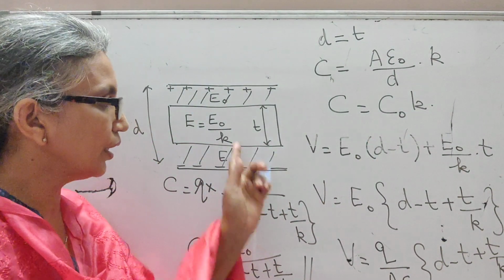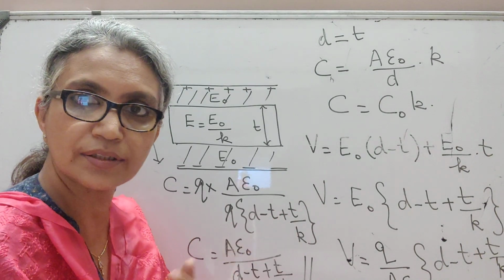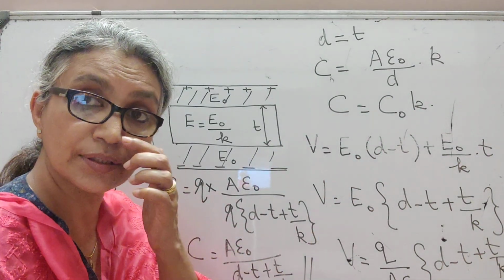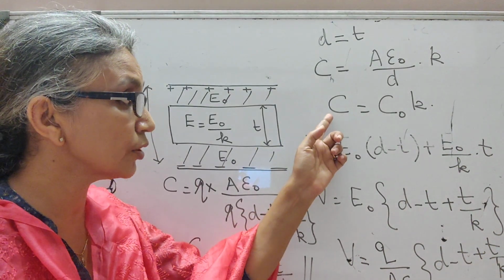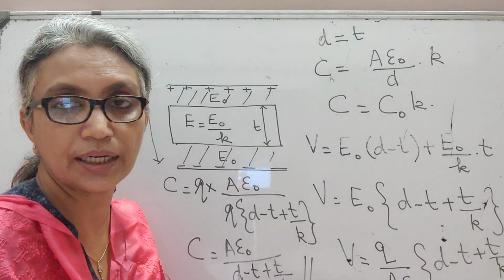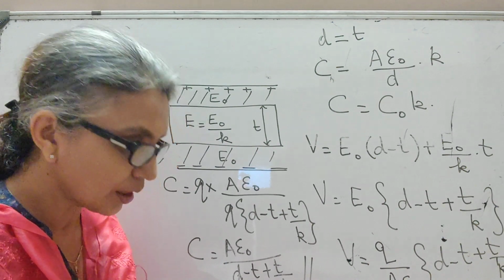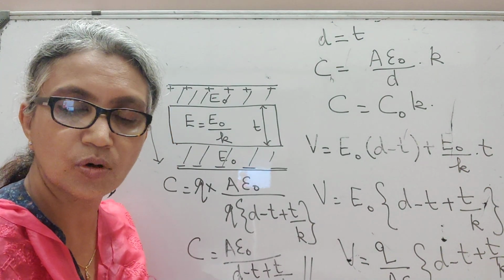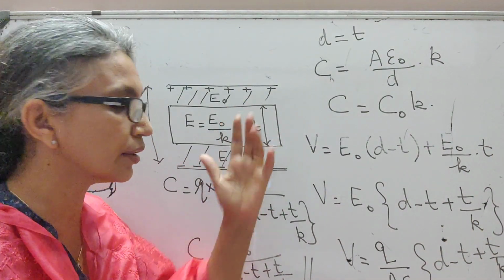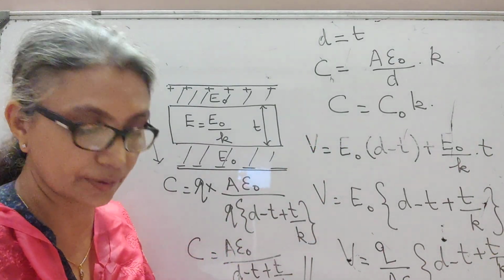So you see, by inserting a dielectric, I am actually increasing the capacitance of the capacitor k times. So capacitance is the ability of this capacitor to hold charge. So capacitance of the capacitor is increased k times by simply inserting a dielectric between the plates. If you insert a dielectric completely between the two plates, you can increase the capacitance of the capacitor.